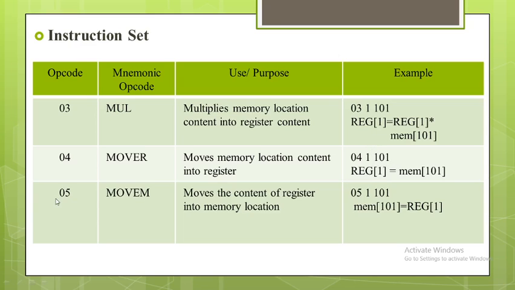The next opcode is 5, which stands for the mnemonic opcode move M, which moves the content of the register into the memory location. So the first 2 digits are 05, meaning we want to move the content of the register into the memory location. As per this particular instruction, we are going to assign the register 1 content into memory address 101.